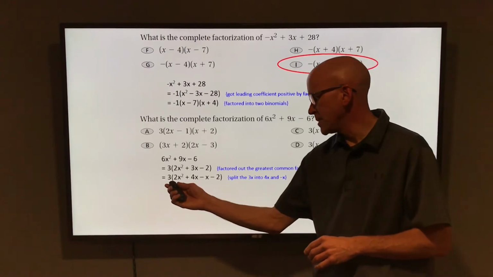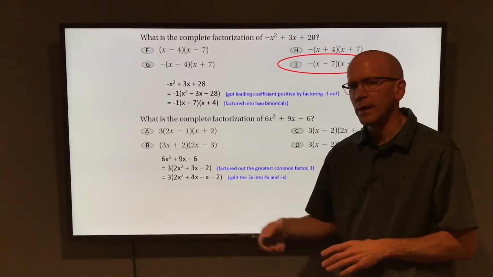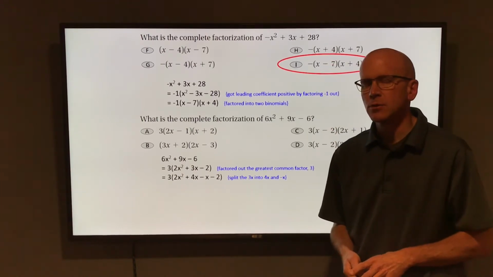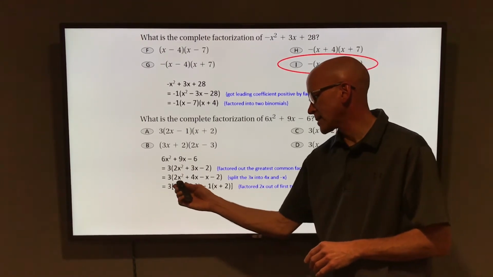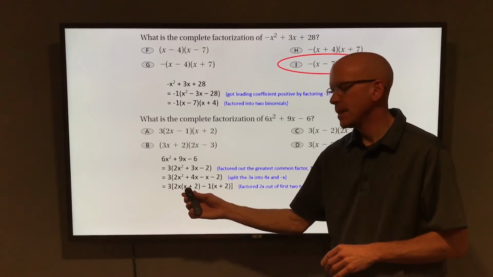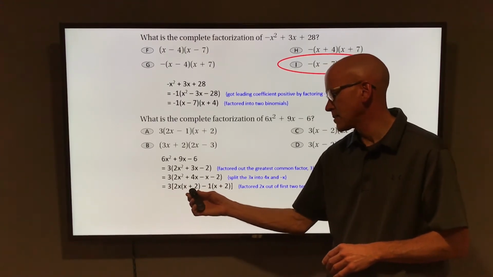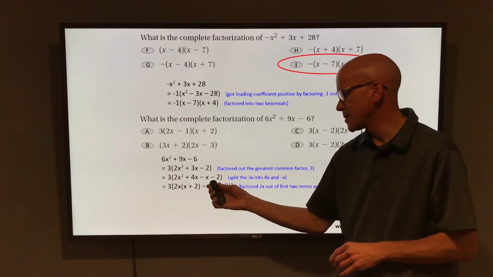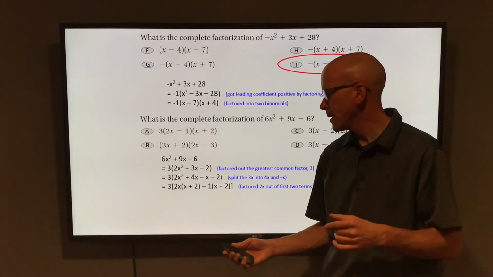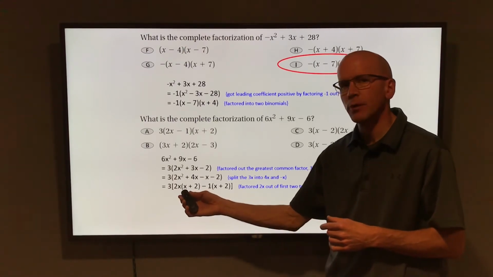So now we're going to group these first two terms together, 2x squared and 4x, and factor out a common factor of those first two terms. Common factor is 2x. So we factor 2x out of those first two terms. 2x squared divided by 2x is x, and 4x divided by 2x, that is 2. Now the last two terms, the negative x minus 2, you have to get the same thing in the parentheses for this to work. So we have to end up with an x plus 2 in parentheses.